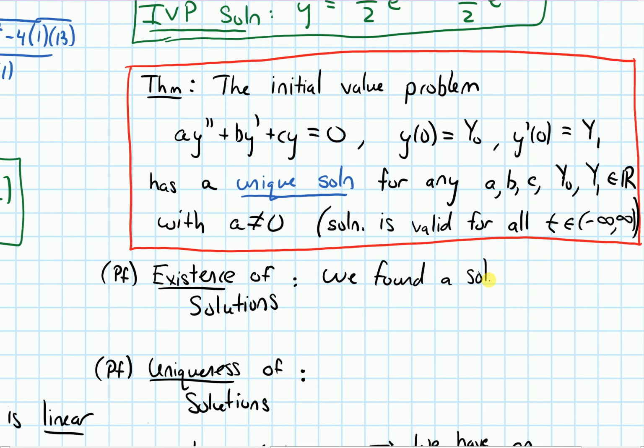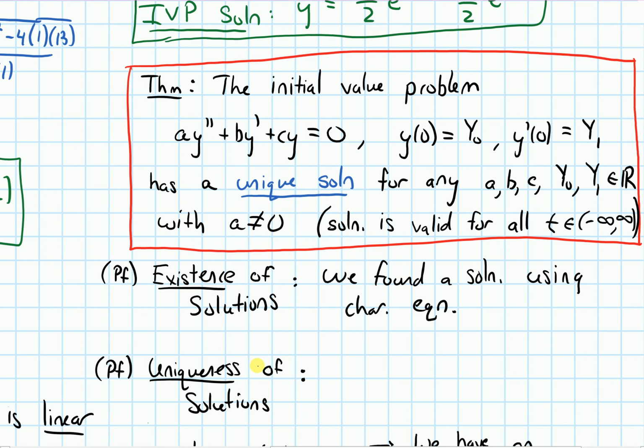We found a solution using the characteristic equation. In every single case, remember, we had the three cases based off of if our roots were real and distinct, or real and repeated, or complex. But in all those cases, we were able to construct solutions. So a solution definitely exists.